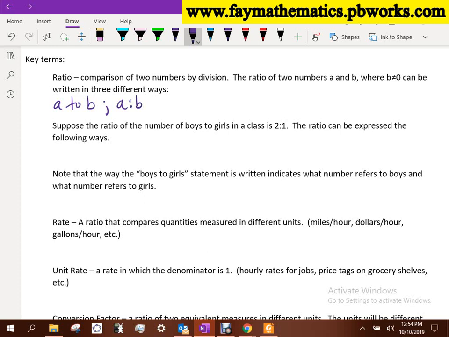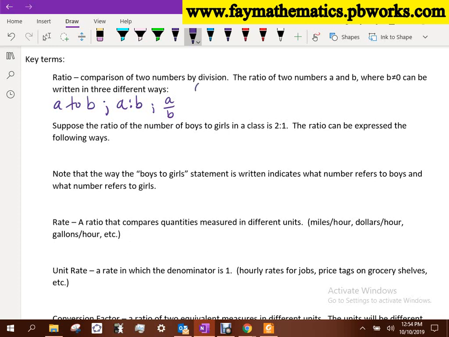But the most useful method for mathematics is to write it as A over B or A divided by B, because that then allows us to do our operations. All of those say the same thing, and they're going to ask you in homework to display your answers in those various formats, but they mean the exact same thing.